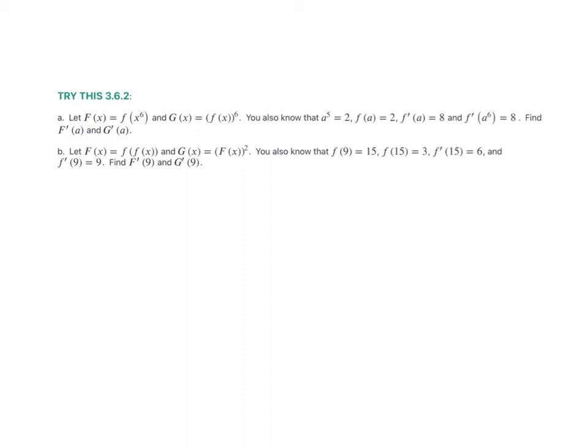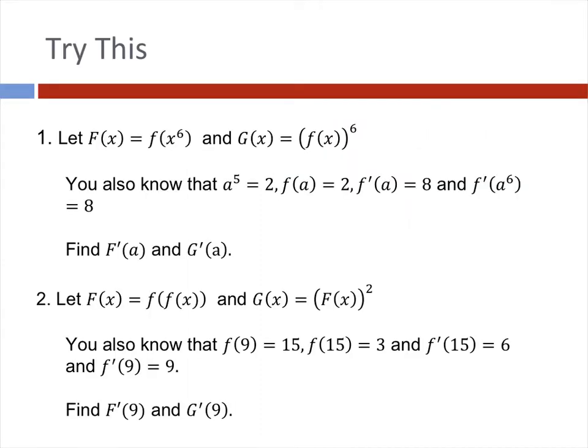In this set of try this problems, we're looking at a little more conceptual understanding of the chain rule. So these next two problems look a little confusing, and I remember being a student and being confused by them, but they're actually just like a puzzle, and so don't be intimidated, all right?